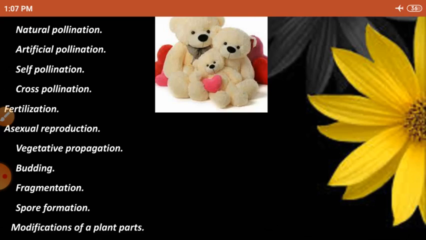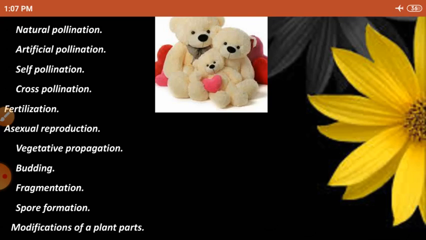For example, if we have drumstick flowers and a coconut flower, the pollen grains of the drumstick flowers will not reach the stigma of the coconut flower. It can reach, but no next process will take place. So this is called a non-pollinated flower. There is no pollination there.